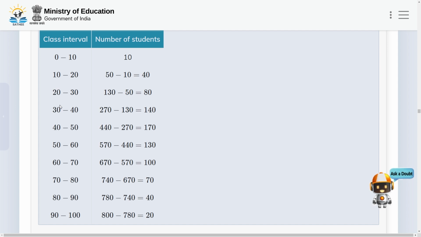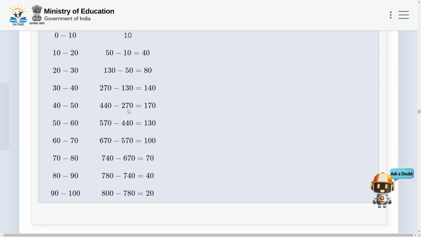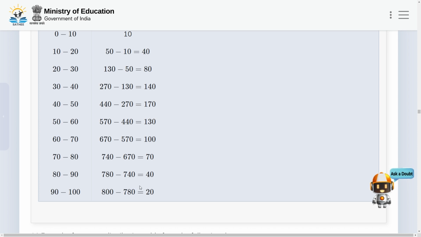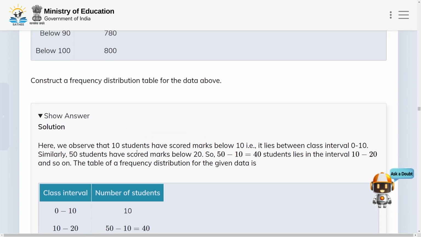is equal to 140. And for class interval 40 to 50, the number of students is 440 minus 270, that is equal to 170. Okay, and for this class, the number of students is 570 minus 440, that is equal to 130, and for this class the number of students is 100, for this class 70, for this class 40, and for this class 20. Okay, so this is the frequency distribution table.